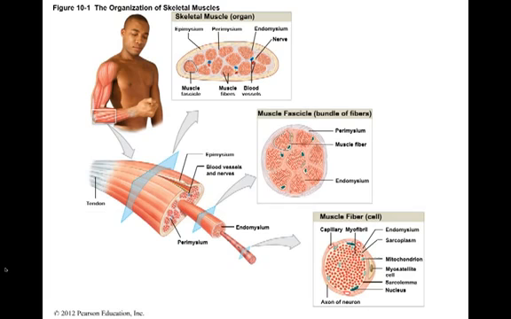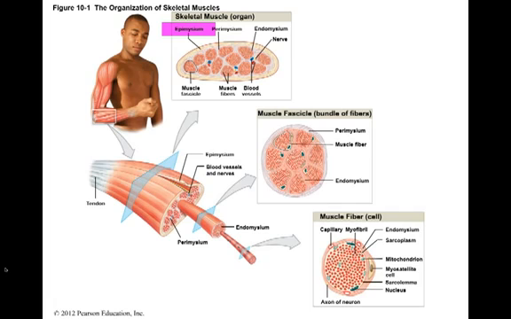Each muscle is composed of muscle cells called muscle fibers. These muscle fibers are contained in bundles called fascicles. Muscles have connective tissue that's associated with the entire muscle, with the fascicle or muscle bundle, and with the individual muscle fiber. Epimysium is a dense layer of collagen fibers that surrounds the entire muscle.